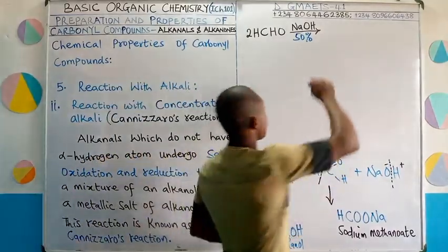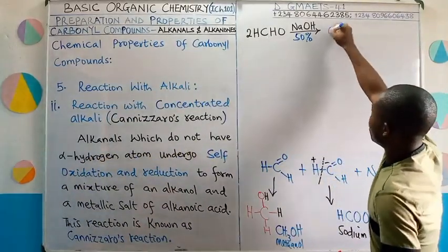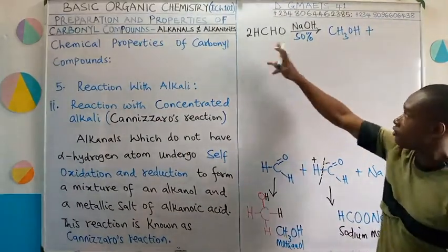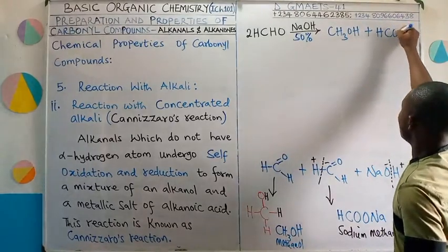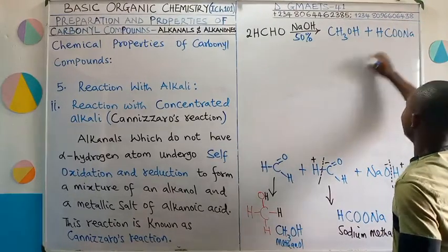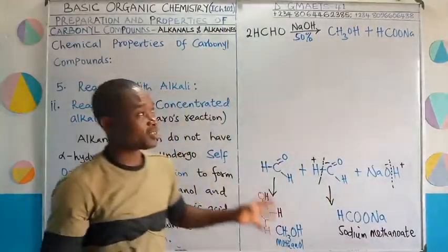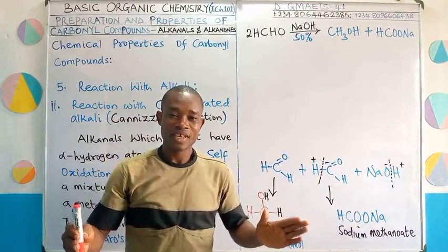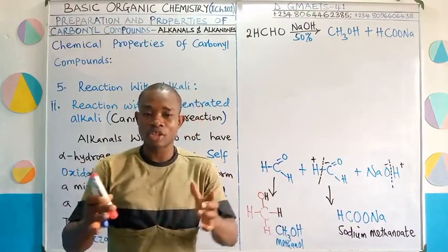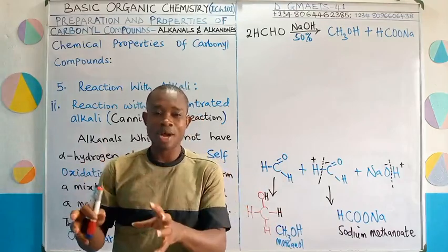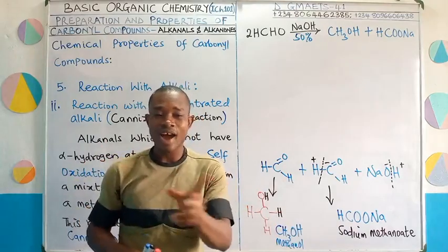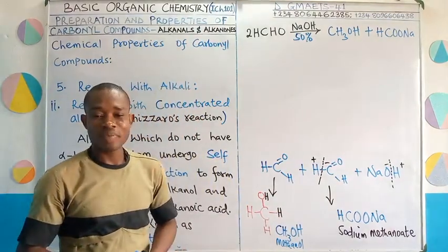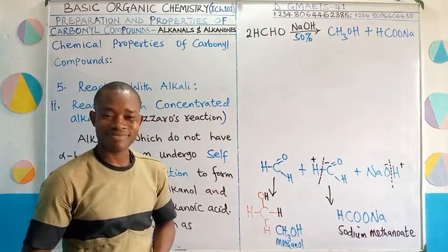So I'm going to write the product straight on. From here, we're going to get methanol, CH3OH, plus, of course, a sodium salt of an alkanoic acid there, which is HCOONa. Alright? And this is the compound we obtained from this Cannizzaro reaction. Remember, what happens is this. There is going to be a self-oxidation and reduction process by the carbonyl compound, which must not have any alpha hydrogen. And then we have a mixture of an alkanol and a metallic salt of an alkanoic acid.